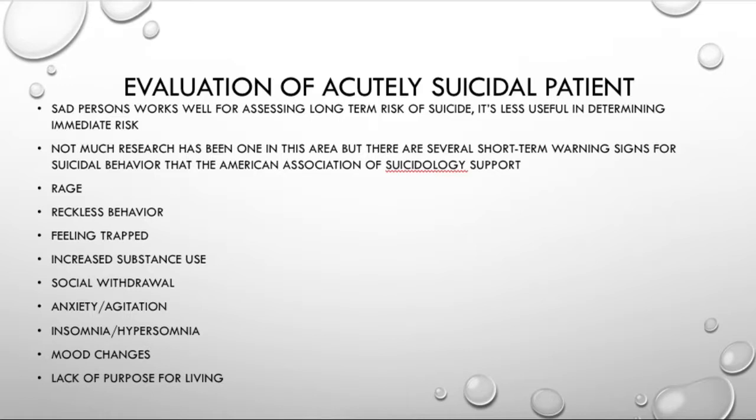So it's a lot of different things, and the problem with this, I think, is that it's very non-specific. People have rage for a lot of different reasons. People engage in reckless behavior for a lot of different reasons. People feel trapped or have increased substance use or are socially withdrawn. All of these things really can be seen in multiple different psychiatric disorders, and not every single person who has these things ends up attempting to take their own life. So, point being, immediate risk factors for suicidal behavior is an area of open research. It's going to be an extremely important thing in the future.